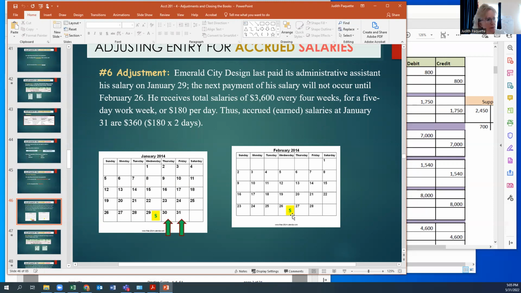Can you imagine getting a monthly paycheck? That'd be awful. I get paid twice a month.